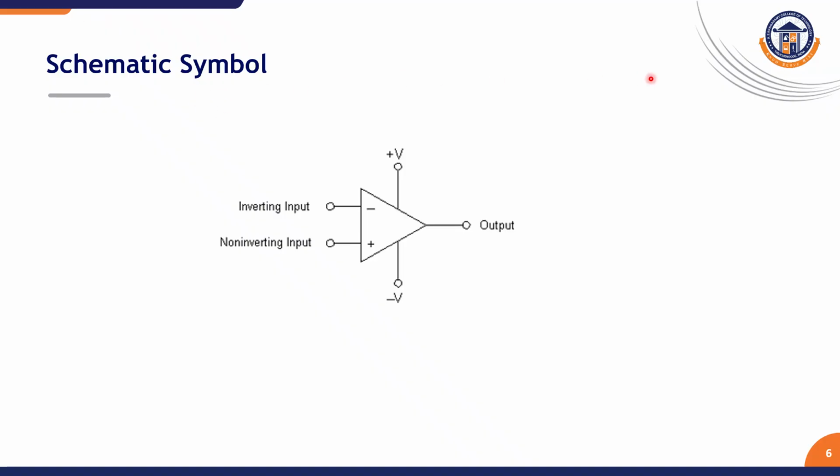Symbol of operational amplifier. Like other electronic devices, the operational amplifier also has its own symbol. The symbol is represented by a triangle with two inputs and one output. The two inputs are the inverting input and the non-inverting input. Apart from these three terminals, two other terminals are used to provide the power supply connections to the operational amplifier. This operational amplifier deals with analog signals, so it is an analog IC. The two inputs as well as the output are all analog signals.